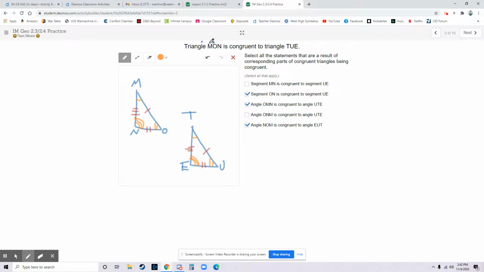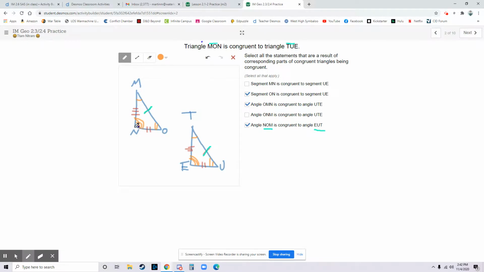like the first two letters MO means that segment MO should be congruent to segment TU. And then I just followed things down the line to make sure that all of those angles were congruent. Like, I'll just show the last one. NOM is congruent to EUT. That would look something like this.